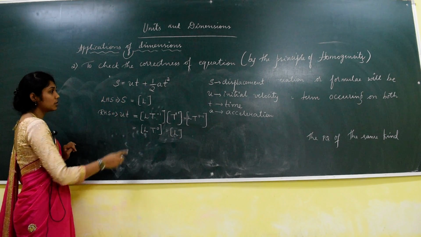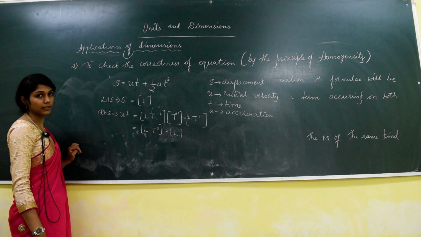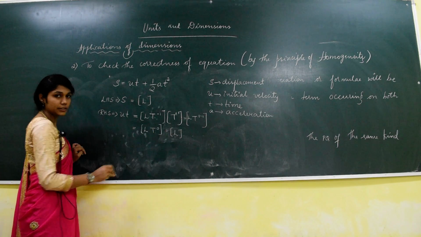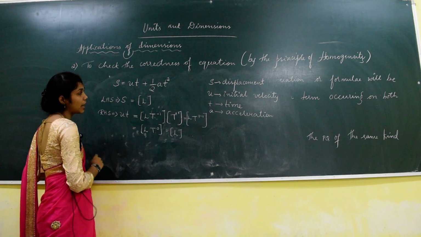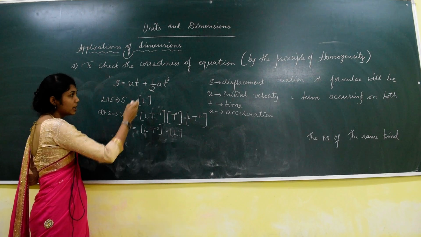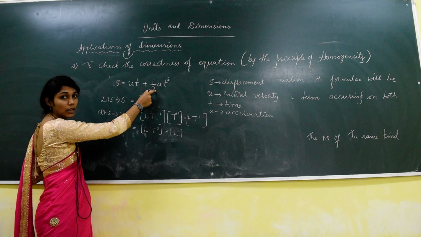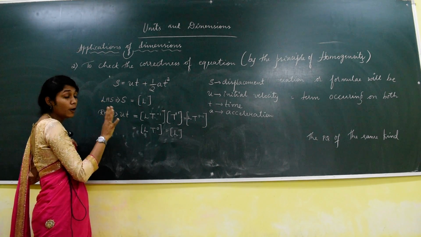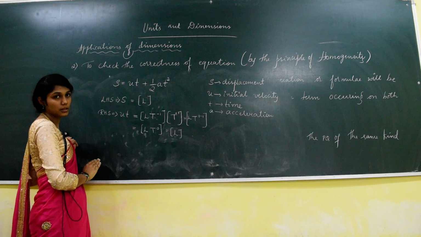So what do I get for U T here? Displacement, which is L, the dimension is L here. Okay, let's move on to the third term I have in that equation, that is half AT square. So no need to consider this numerical value. I only need to consider the variable quantities.